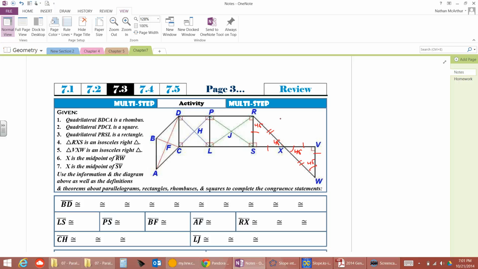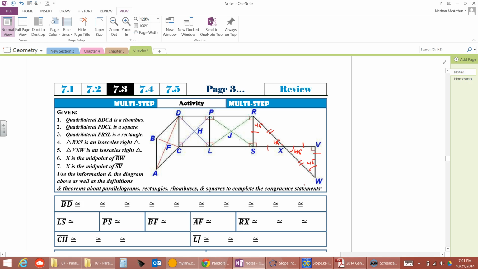X is the midpoint. X is also the midpoint of SV. Oh, so that means that all four of these are congruent. See how these SV are congruent? Well, since it's isosceles, these are also congruent. So they are actually all one single congruence. Interesting. So it says, use the information and the diagram above, as well as the definitions and theorems about parallelograms, rectangles, rhombus, and squares to complete the congruent statement.